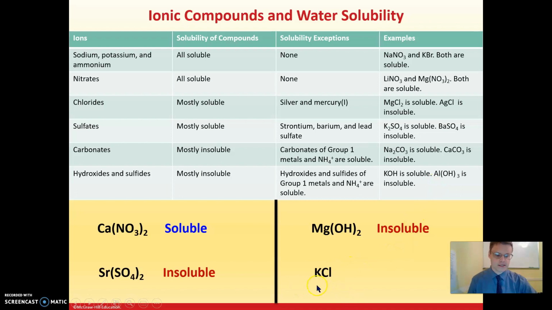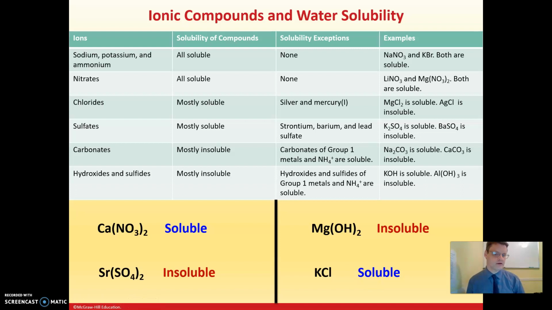And then lastly, potassium chloride. Potassium chloride is going to be soluble in water, and for 2 reasons. One, it has potassium, and we know that all potassium compounds are soluble in water. It also contains chloride, and chloride is mostly soluble, with some exceptions being silver and mercury. Potassium is not one of the exceptions, so potassium chloride is soluble in water.